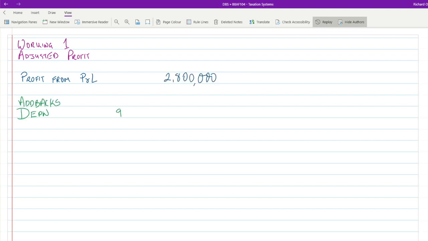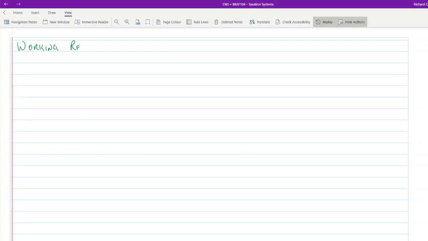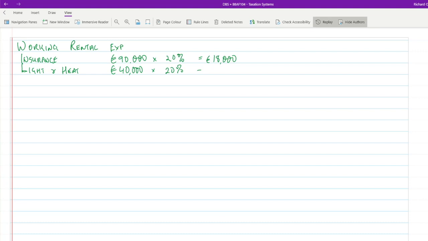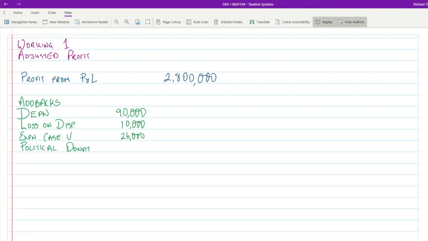We're going to add back depreciation, add back the loss on disposal, and take a look at the expense on the Case 5, which is the rental income. Quickly, the working on that before we go forward. There were 2 items, insurance and light and heat. 20% of each of those was offsettable against the storage unit rental income. So that totals €26,000. We also have a political donation and interest on tax, which are not offsettable against tax.